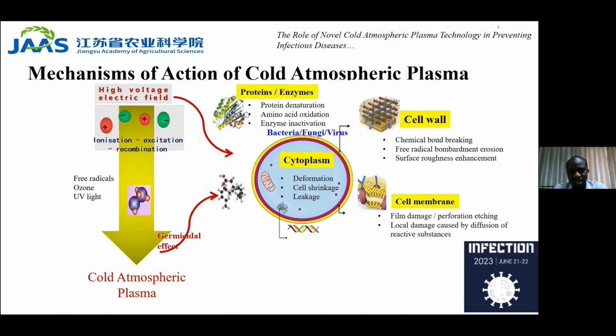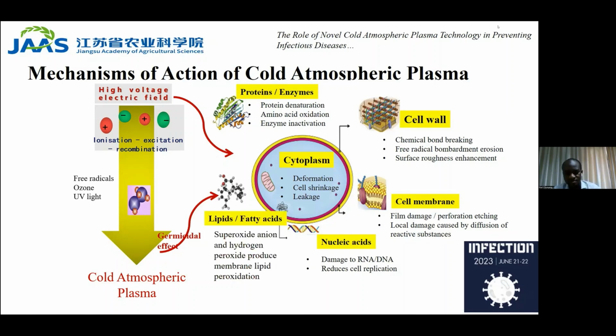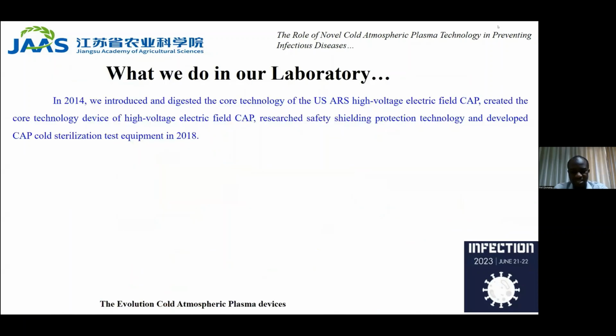It also acts on the protein and enzyme of the bacterial or fungal cells by denaturing the protein, oxidizing the amino acid, and activating the enzyme. It also acts on the fungal or bacterial cells by damaging the RNA or DNA and reducing the cell replication. By doing that, it will incapacitate the cells. It also acts on the fatty acid and lipid of the bacterial or fungal cell by peroxidation, which produces a membrane lipid peroxidation.